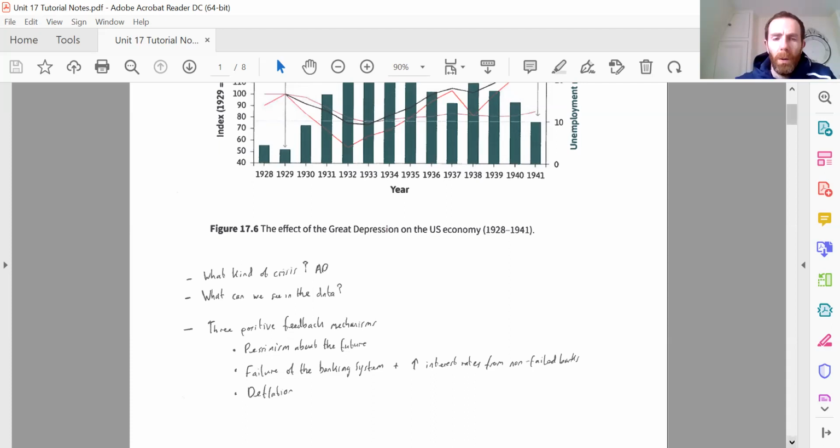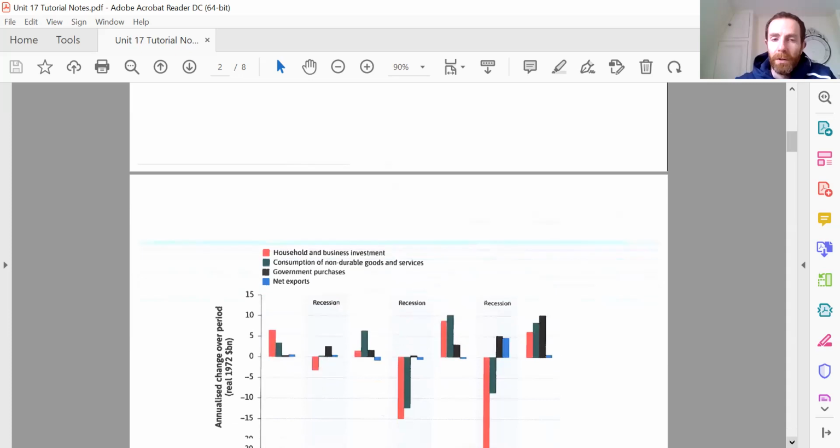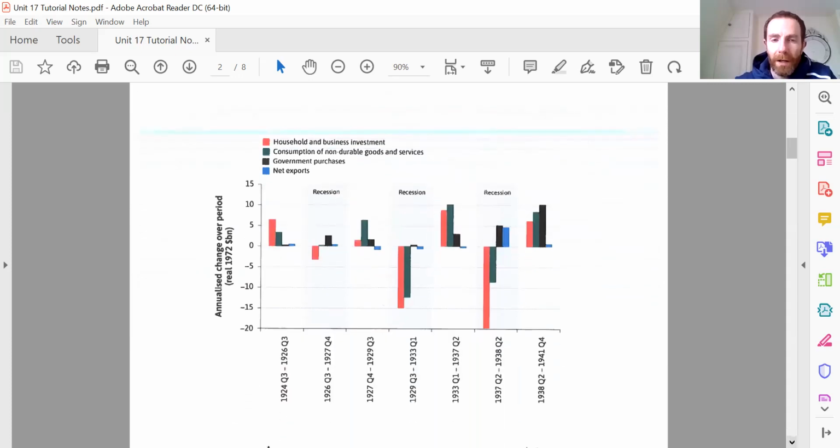So what was government's response? Well, we can actually see from this data here, and let's jump to 1929 to 1933. This gives us maybe the first indication of what the government's response was. So first of all, we can see really negative change in household and business investment, but also in terms of consumption. And in terms of government response, the one indicator we have here is government purchases, and we see it's tiny, absolutely tiny.